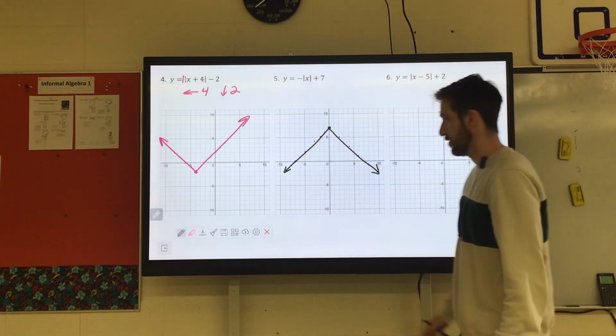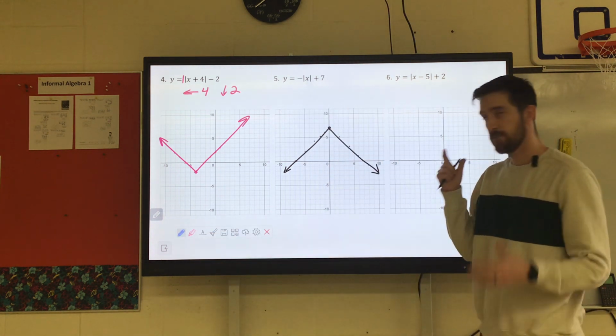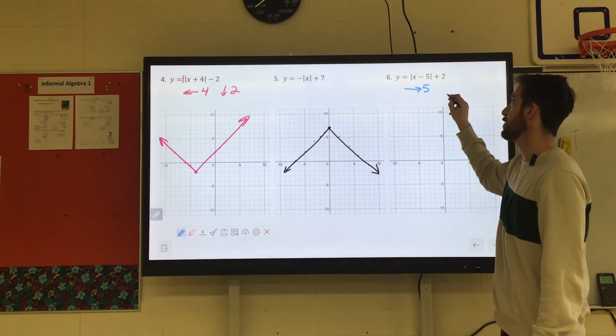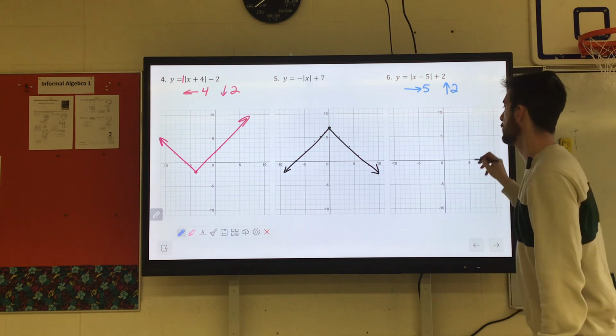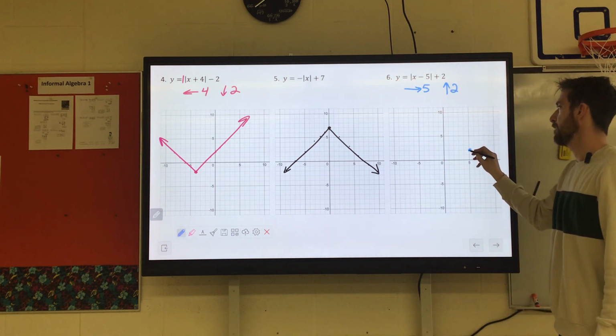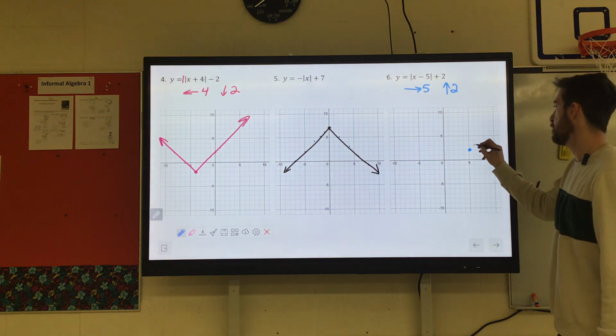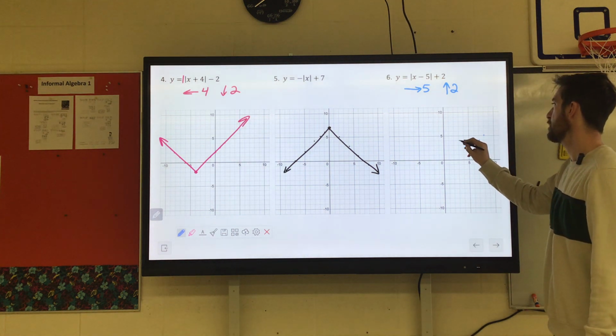And number 6, we have the minus 5 grouped in with it, so that would be right 5. We have the plus 2 at the end, which would be up 2. So right 5, up 2. There's our vertex. The slopish thing is 1, so we'd go up 1 over 1 in both directions.